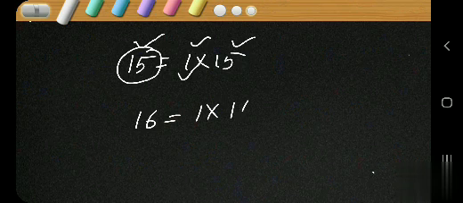Got it? That means 15 can be written as 1 into 15. From this, what can we conclude? 15 can be written as the product of 1 and 15. That means this 15 is a multiple of this 1. Got it? 16 can be written as 1 into 16, which means 16 can be written as the product of 1 and 16. That means this 16 is a multiple of 1. Like this, every number is a multiple of 1. That is another property of multiples.